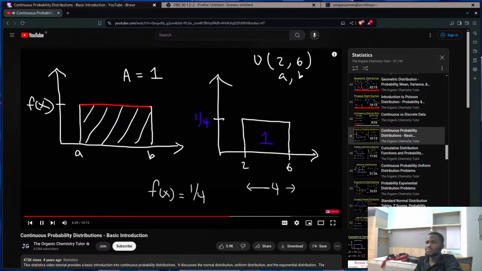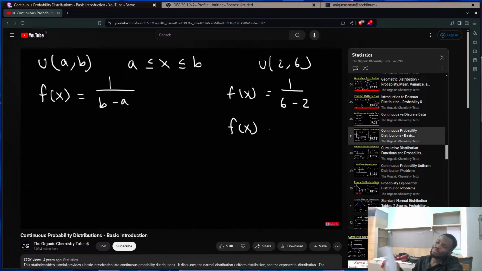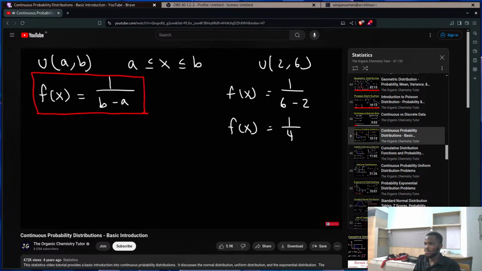So now I'm going to give some formulas for the probability density function from a to b. After you plug in a and b, where b is 6 and a is 2, you would get the function f of x is 1 over 4. So that's how you would incorporate this formula to calculate the probability density function for a uniform distribution.